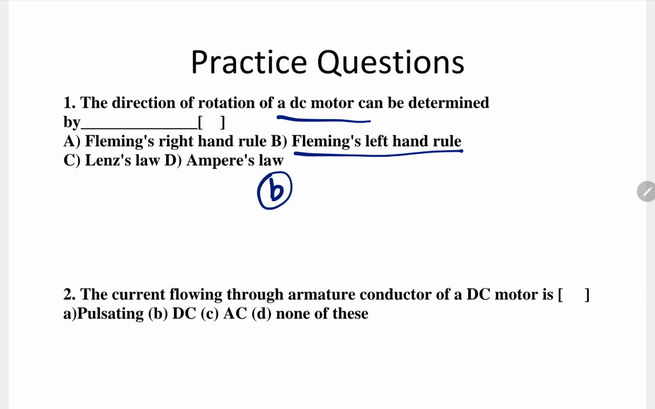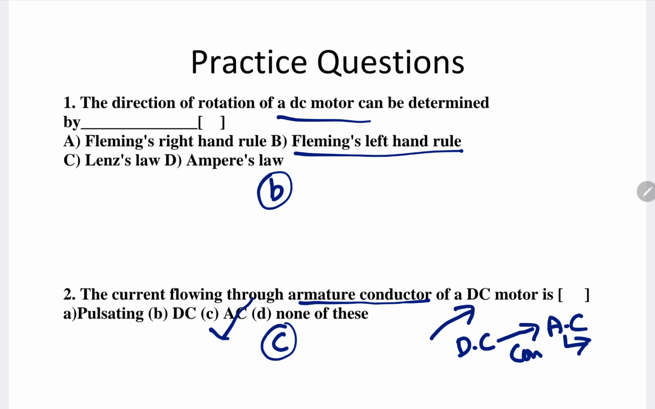The current flowing through the armature conductor of a DC motor. To the DC motor we actually give DC power supply, but that DC is converted into AC with the help of the commutator or slip rings. So AC current will be there in the armature conductor. So the current in the armature conductor is nothing but AC. So the answer is C.